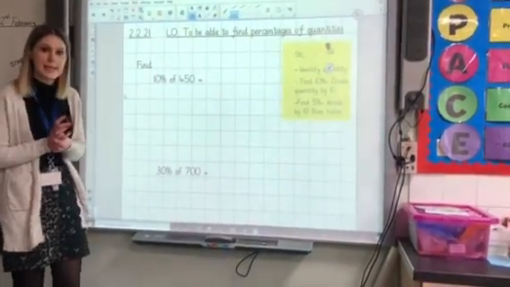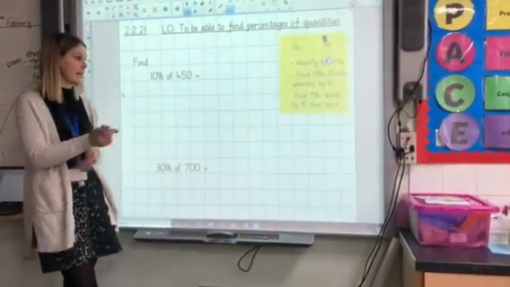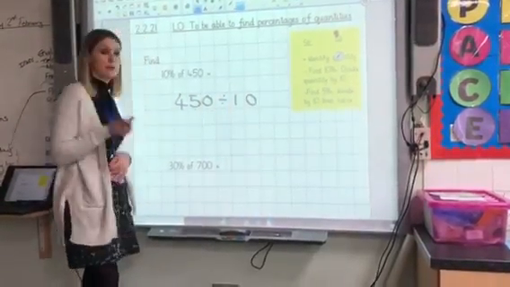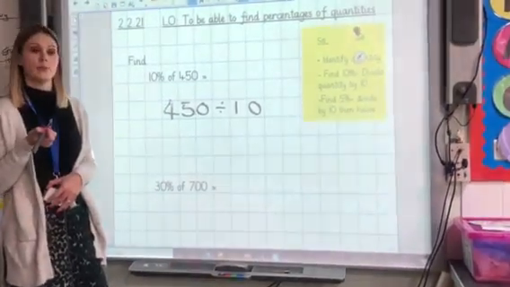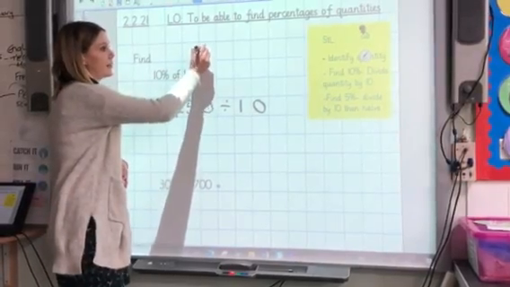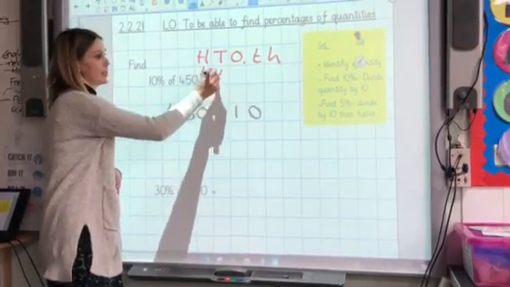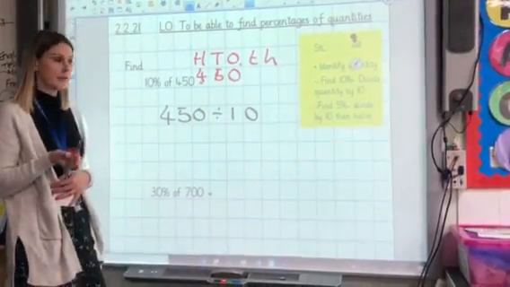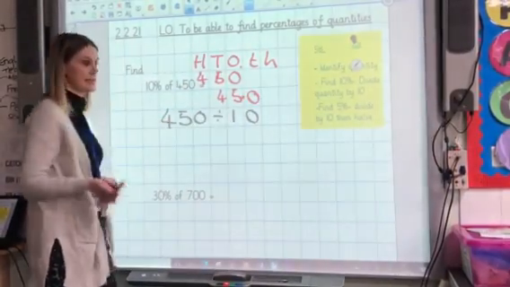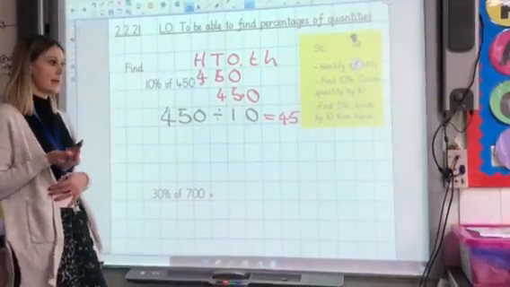So if we're finding 10% of 450, we need to divide by 10, okay? Which you should all know how to do. If you're struggling with your dividing by tens, which we've done today in class, then you can use your place value and physically write your numbers in. So we've got 450, moving it one place to the right. So the 4 comes here, the 5, put in your decimal points, and so the answer is 45. Okay, so easy peasy for 10% using our place value.